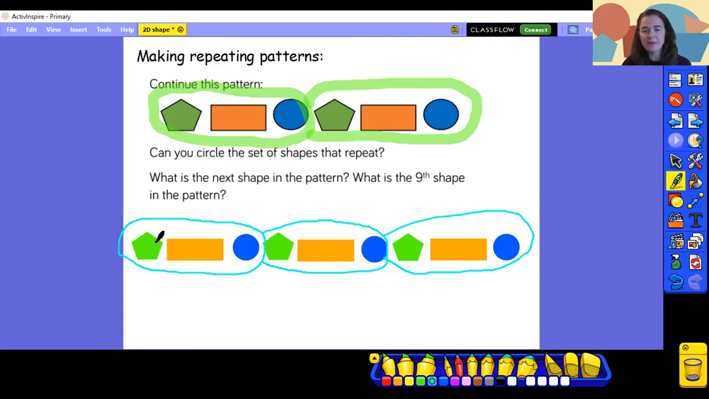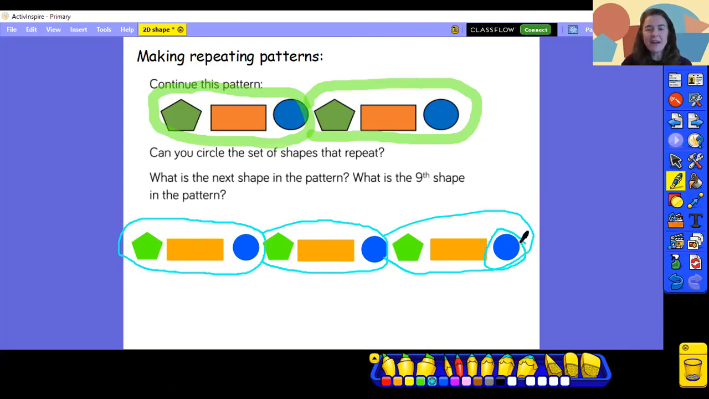So now we've got to count which shape comes 9th in the pattern. So we've got 1st, 2nd, 3rd, 4th, 5th, 6th, 7th, 8th, 9th. So our 9th shape is our circle.